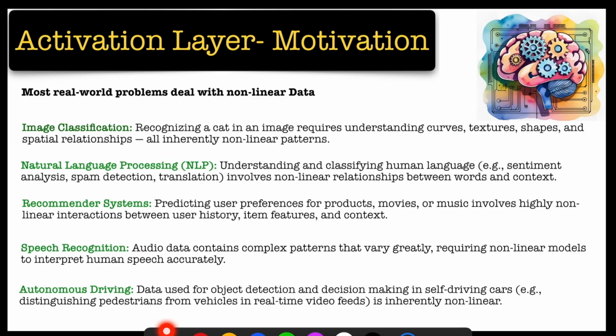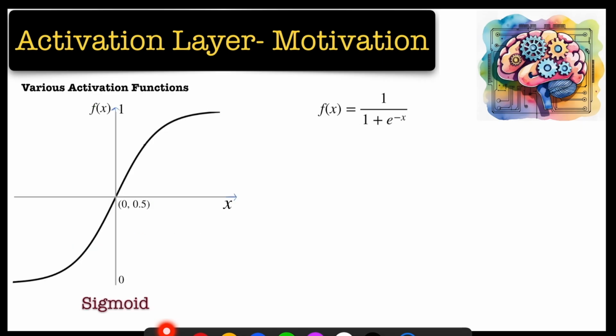Next we'll see different types of activation functions. First we'll start with sigmoid, which we have already seen in our logistic regression video. The formula is f(x) equals 1 over 1 plus e power minus x, and the function returns values from 0 to 1. That's why it is used for probability calculation. When x is 0, the f(x) value is 0.5.